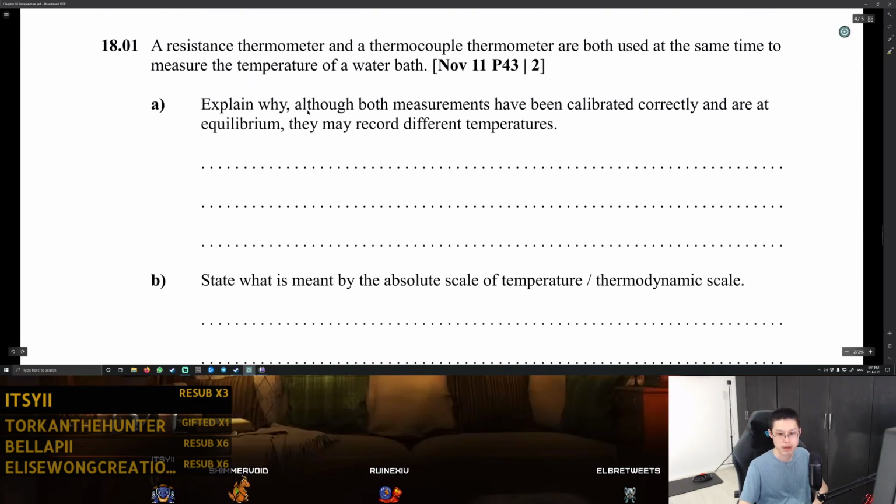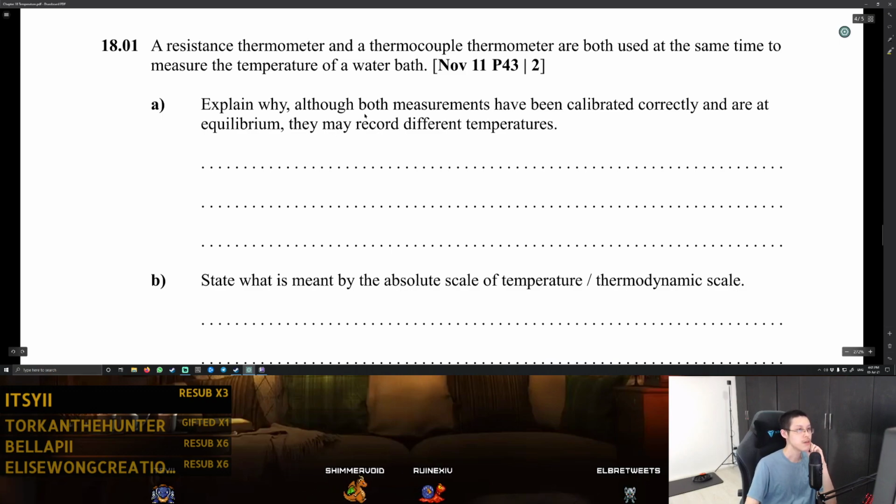So let's look at question 1. You have a resistance thermometer, which is a thermistor, and a thermocouple thermometer used at the same time to measure the temperature of a water bath. Explain why, although both measurements have been calibrated correctly and are at equilibrium, they may record different temperatures. So why do you think that is?